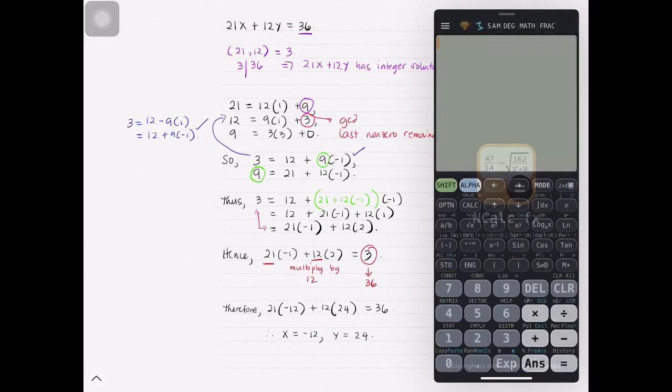Finally, we now have the value for x, which is negative 12, and y to be positive 24. Don't believe this worked? Let's check. We have 21 times negative 12 plus 12 times positive 24, and there you go, the answer is 36.